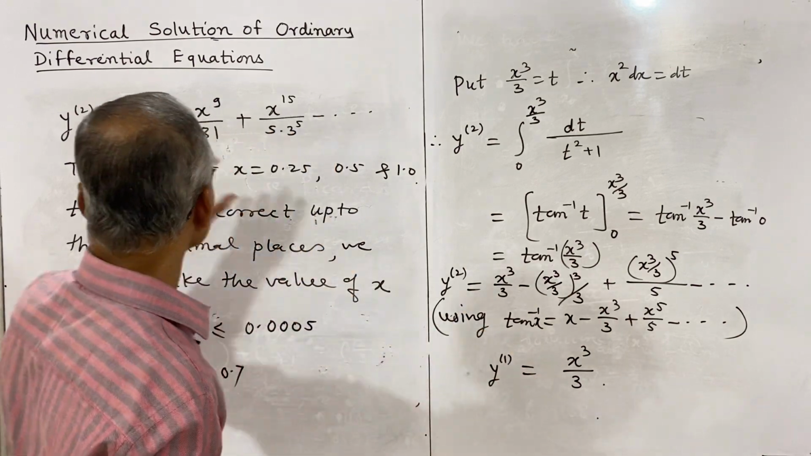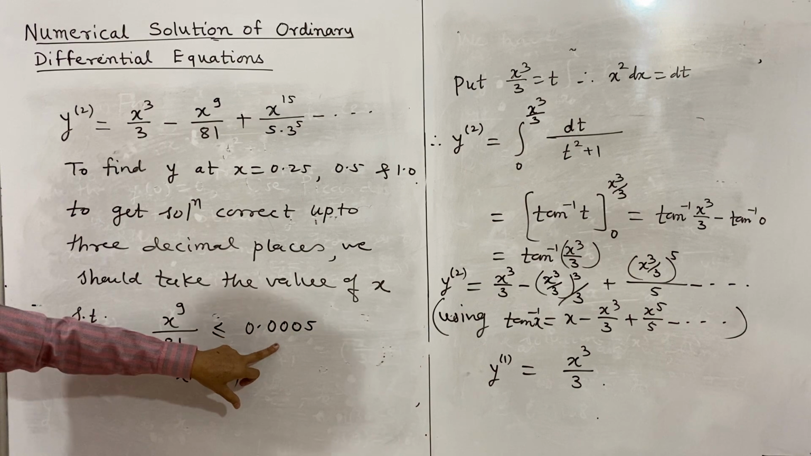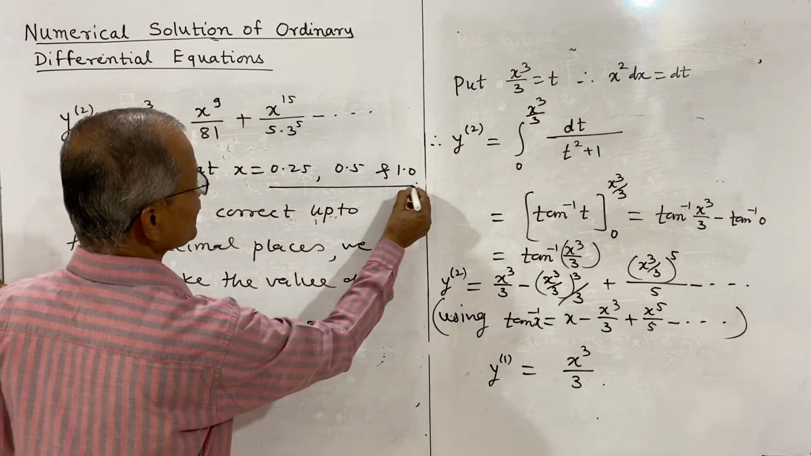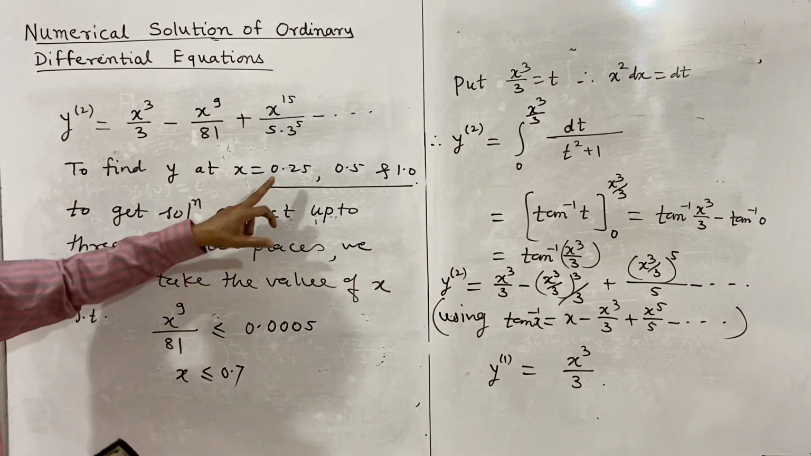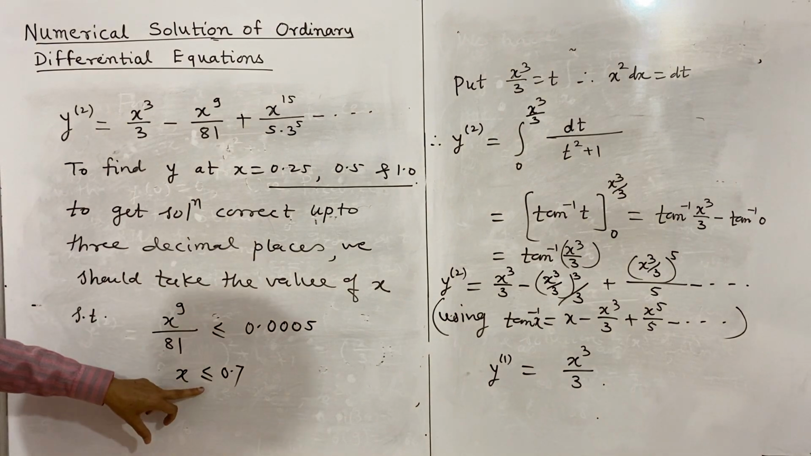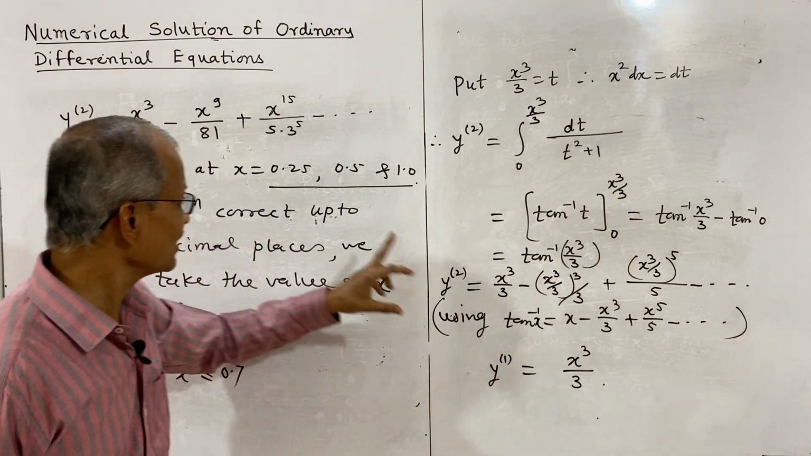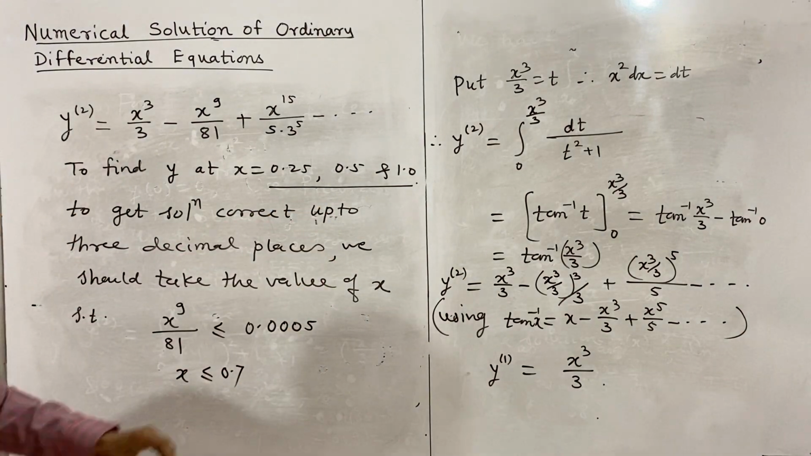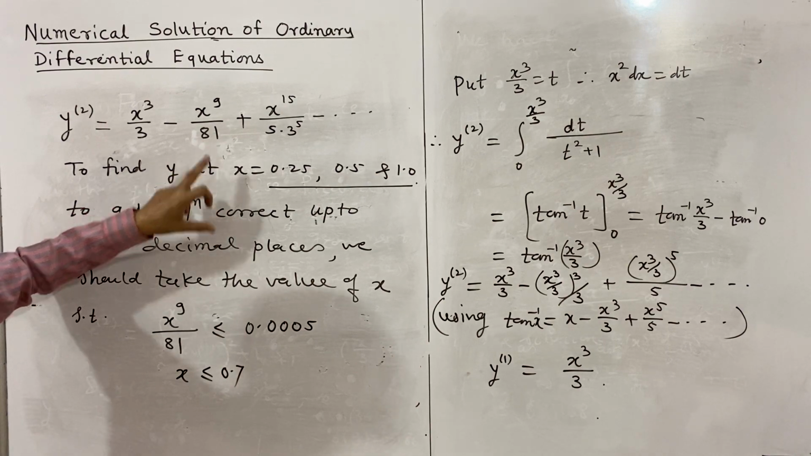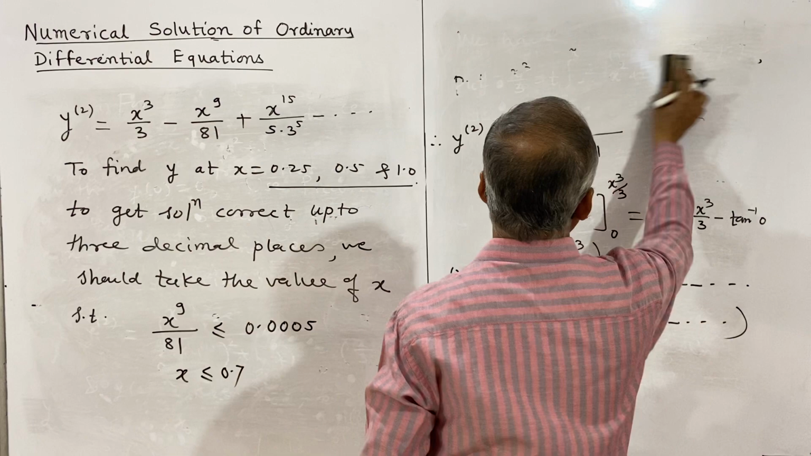This is the first term, because we have assumed this term is less than or equal to this value. We are asked to find the values at these places. So 0.25 and 0.5 are less than 0.7, and therefore the first term only gives the solution at these 2 points. For 1, we have to consider one more term, because the value 1 is greater than 0.7.